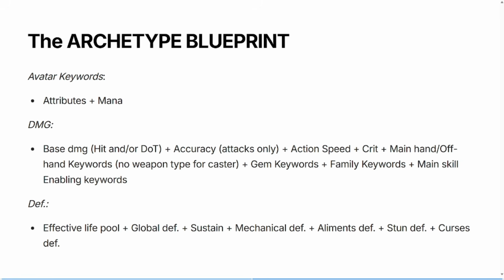So this is the archetype blueprint, and it's very easy. We can say that there are 3 different groups of keywords. The first one is avatar keywords, which are basically attributes plus mana. Believe it or not, attributes are actually the most important keyword out of everything, but it's a bit complicated. I'll have to make more videos about it.